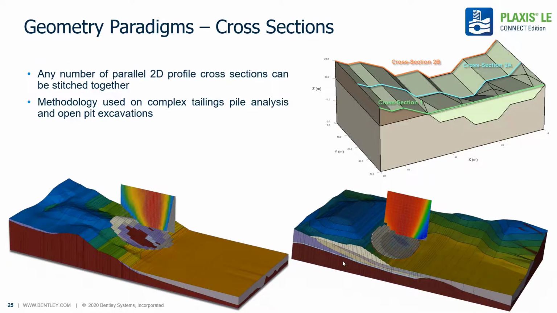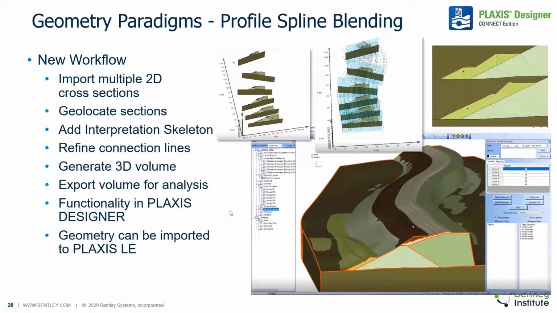For cross-sections, any number of parallel 2D profile cross-sections can be stitched together. This methodology is useful for complex tailings buildup analysis and open pit excavations. There is a new workflow available in PLAXIS Designer. Users can import several 2D cross-sections, and these cross-sections will have a unique geolocation. The software then applies the interpretation skeleton to refine the connection lines and generate the interpolated 3D model. This 3D model can then be imported into PLAXIS LE.